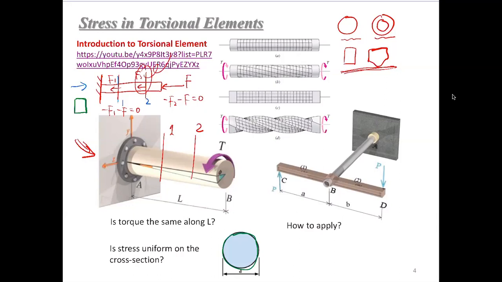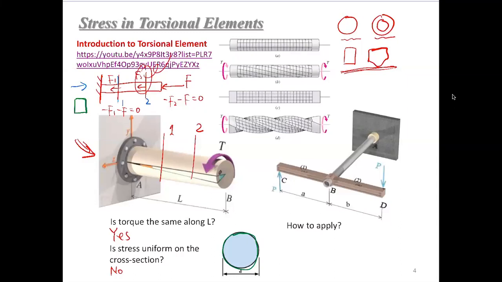Do you think the shear stress is uniformly distributed on this cross section? For our first question, the answer is yes. But for the second question, the answer this time would be no. The first case is the same as in the axially loaded element, but for the second question, it would be different, okay?